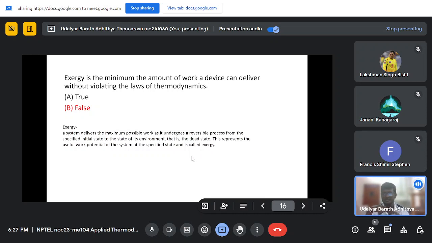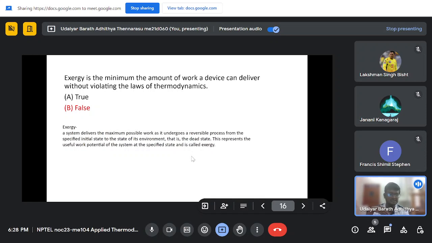So that's what I have written here. A system delivers the maximum possible work as it undergoes a reversible process from the specified initial state to the state of its environment. So the system going from the initial state to the environment state, the maximum possible work obtainable during a reversible process is called exergy, and this environment is called the dead state. This represents the useful work which you can actually obtain. This is an ideal case.